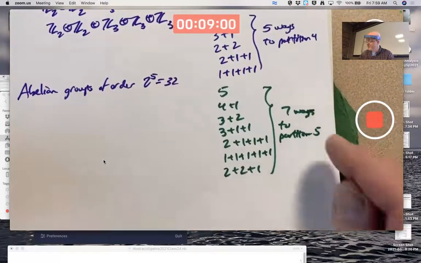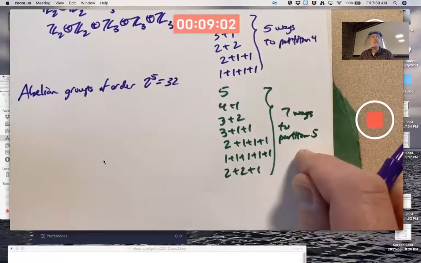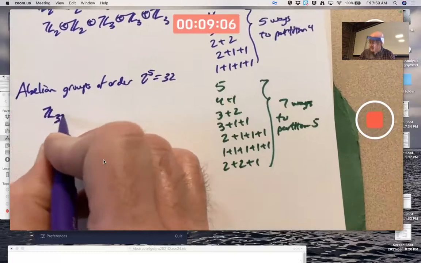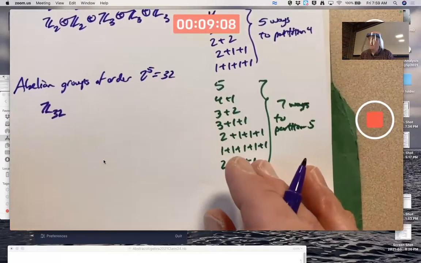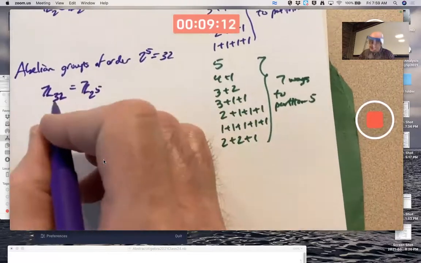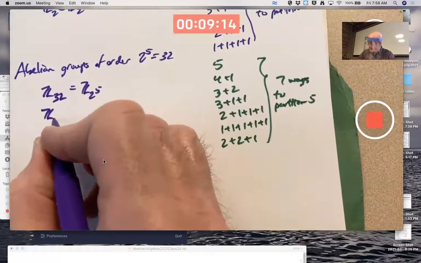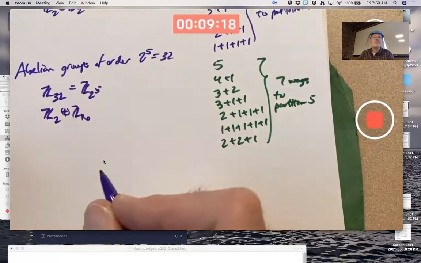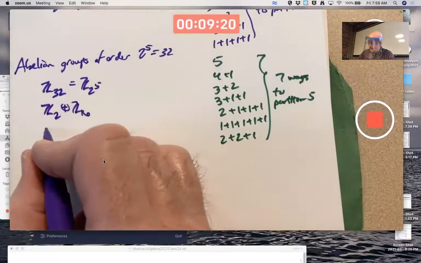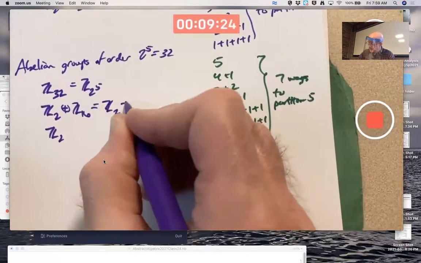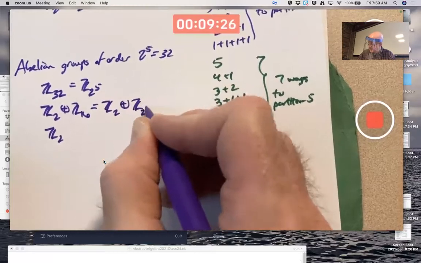That there would be up to isomorphism 7 of them. You could talk about the cyclic option Z32, Z sub 2 to the 5th. You could talk about the external direct product of Z2 and Z16, which is the same as the external direct product of Z2 and Z sub 2 to the 4th.